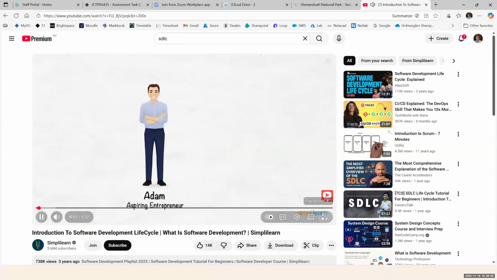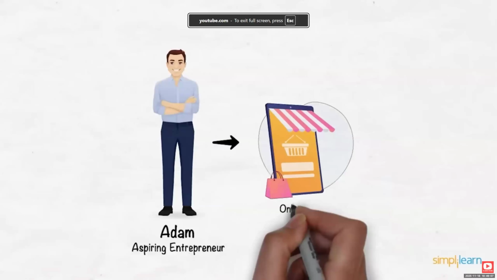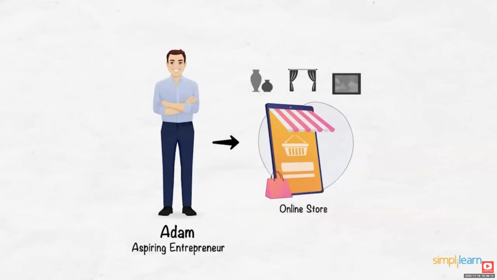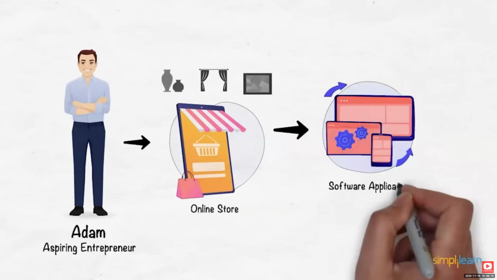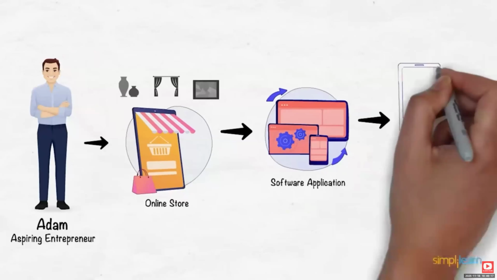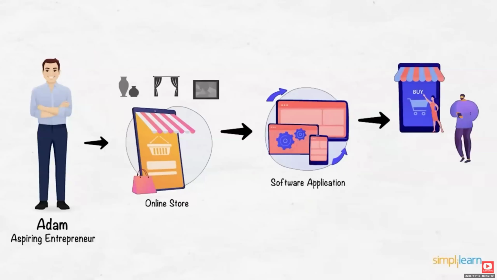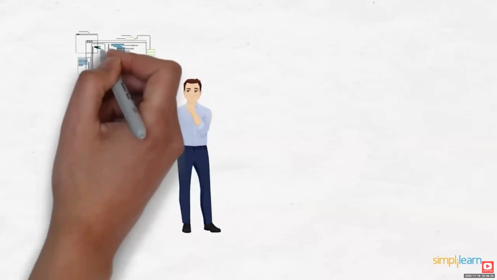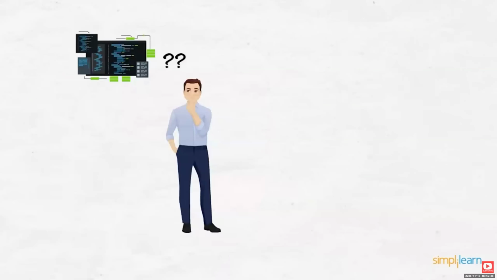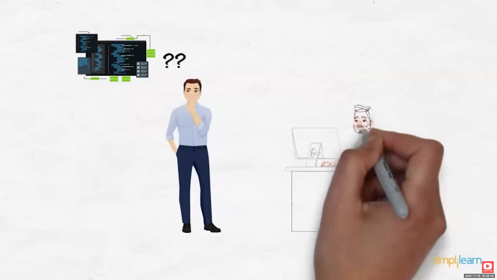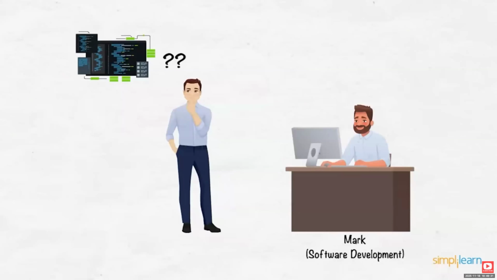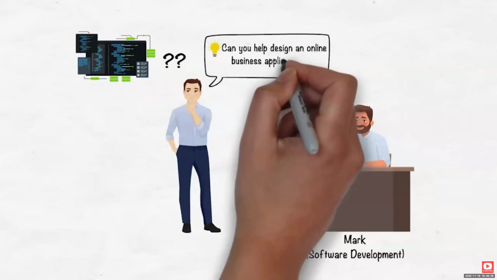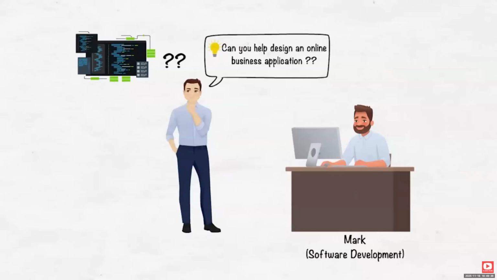He is interested in hosting an online store for home decor products like vases, curtains, artwork, and home furnishings. He requires a software application that would allow the customers to browse the available products at their fingertips and buy them online. Adam, eager to jump into his new business, wanted to understand how the software development process works. To start with his business idea, Adam meets his cousin Mark, who is a software developer and a good one at it. He pitches his idea and asks his cousin to help him design an online business application.